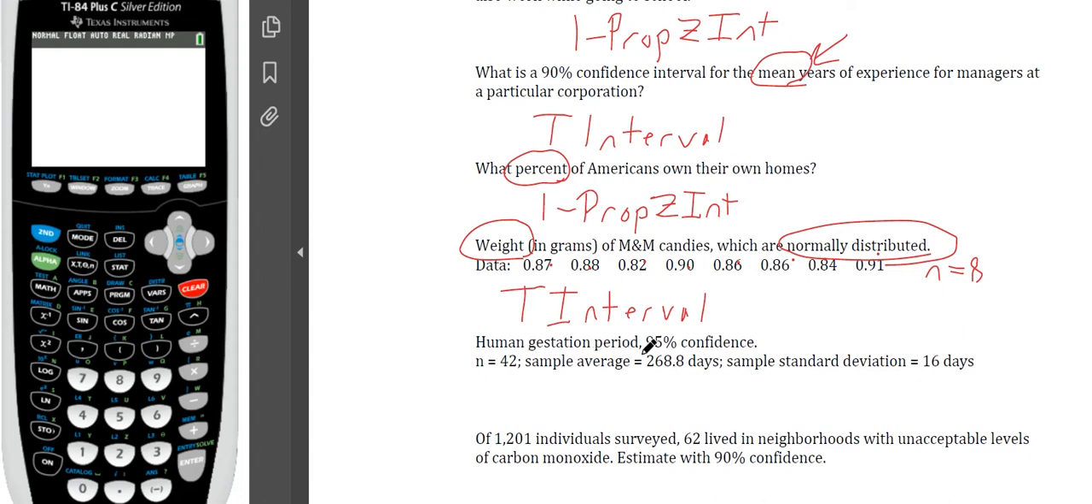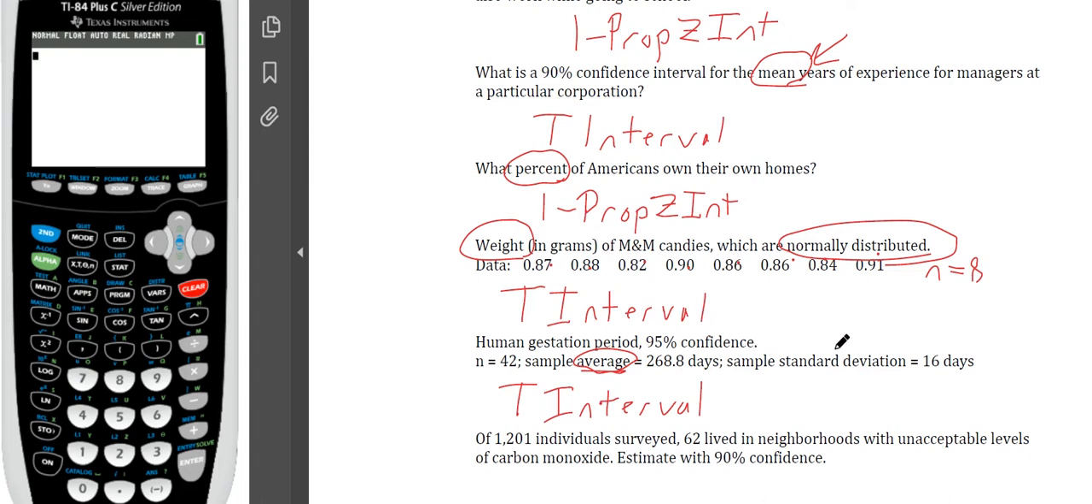Human gestation period, 95% confidence. We have n is 42, sample average is 268.8 days, and sample standard deviation is 16 days. This is going to be another t interval. We have the average here. What we're also looking at is just gestation period. We're not looking for like percentage or proportion of things. This is just t interval.